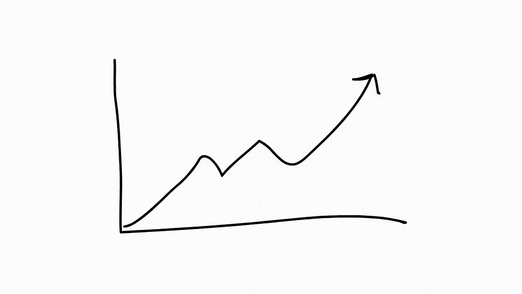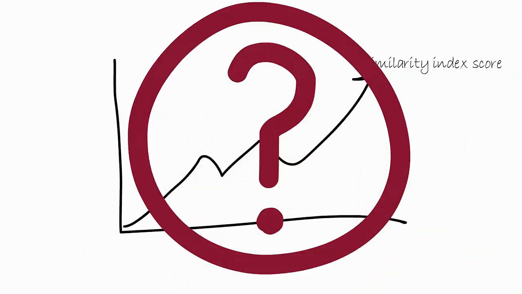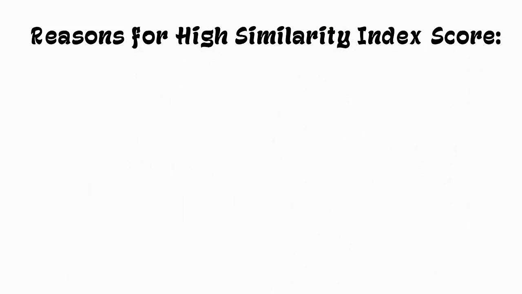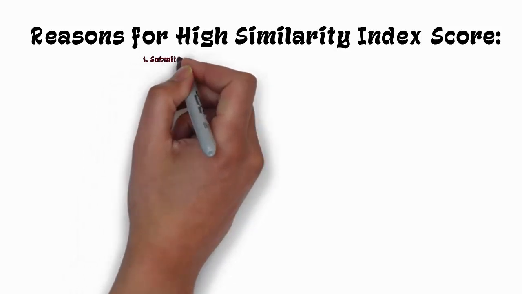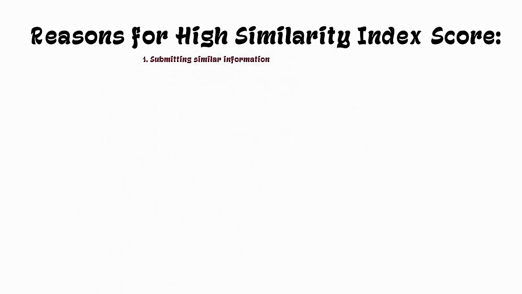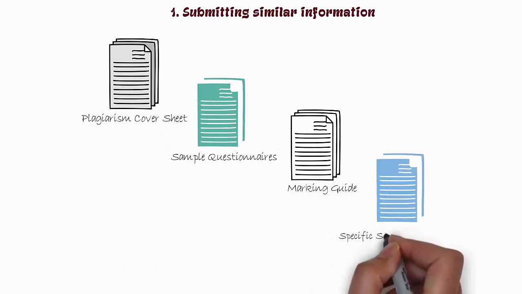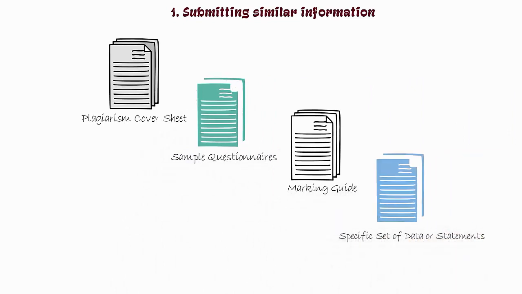The second misconception about Turnitin is a high similarity index score means that the whole work or parts of it has been plagiarized. This may not always be the case, as there could be other reasons contributing to this high score. We have discovered that apart from the usual cases of cheating, there could be several other genuine and unintended reasons for these scores to be high. These are: number 1, the high score could be a result of students submitting similar information that is required for the assessments, such as a plagiarism cover sheet, sample questionnaires, marking guide, a specific set of data, or statements that need to be analyzed, etc.